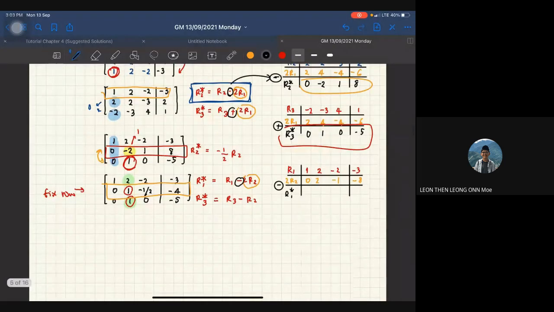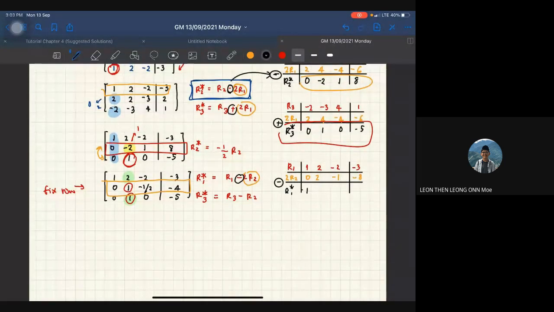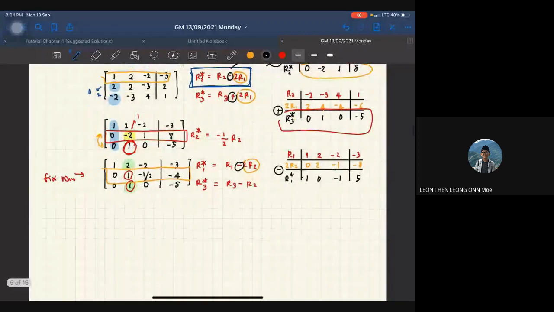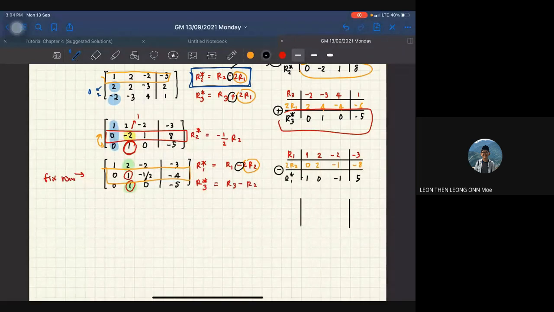Okay, so 1 tolak 0 is 1, 2 tolak 2 is 0, -2 tolak 1, so awak dapat -2 tambah 1 is equal to -1. Okay, and then -3 minus -8 is -3 plus 8 equal to 5. Okay, so this is your new first row. Okay, next. Ni pun saya nak buat table juga. Saya takut salah. Okay, so buat macam ni.